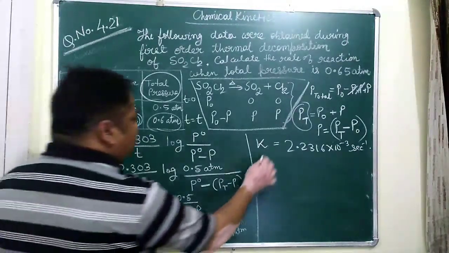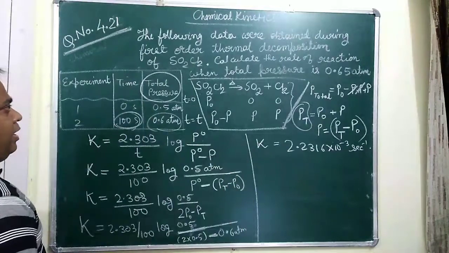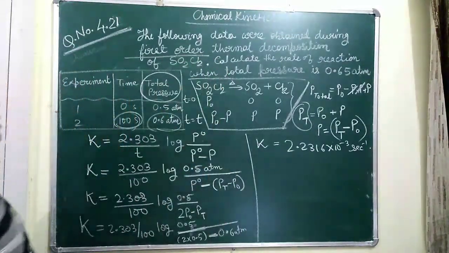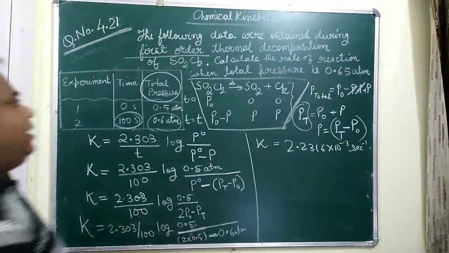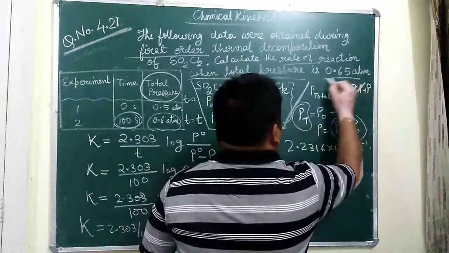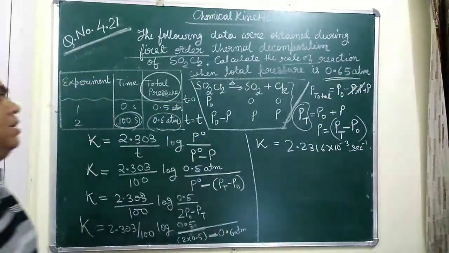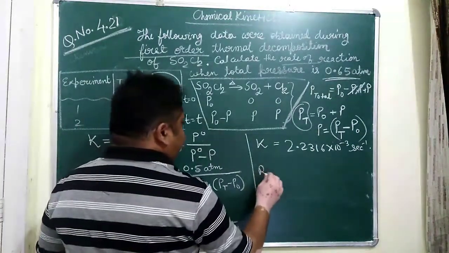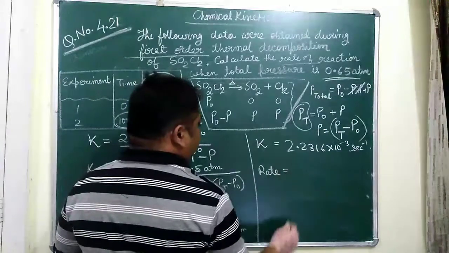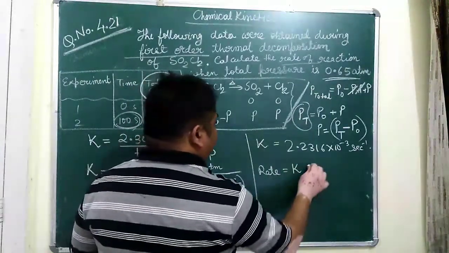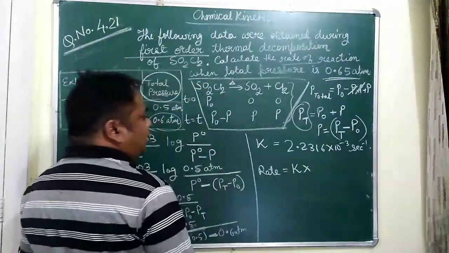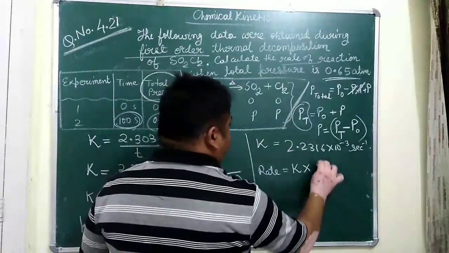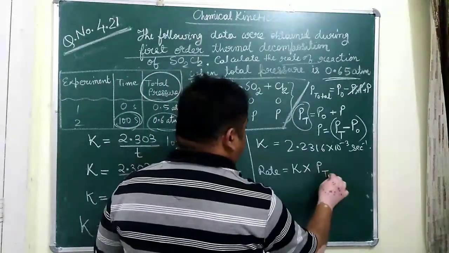Now once we know the value of K, and once we know that this is a first order rate of reaction, then we can definitely find out the rate of reaction when any concentration is given, because we know that rate is equal to K multiplied by the concentration of the gas. So the concentration of the gas is P total.